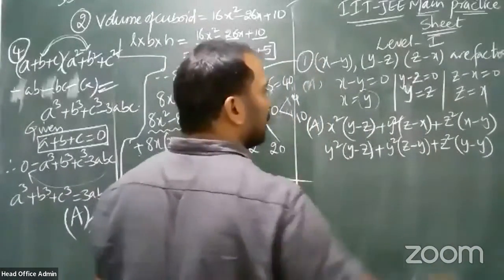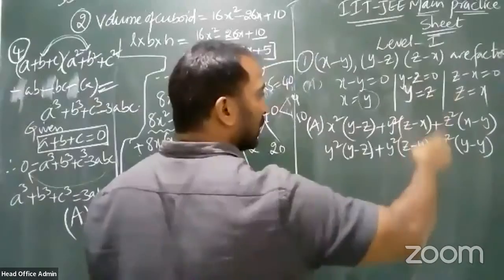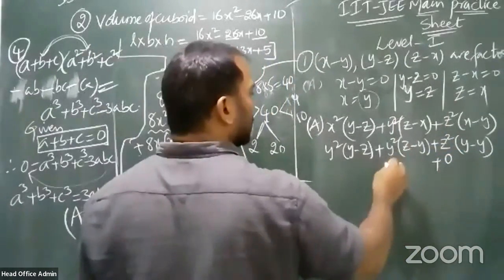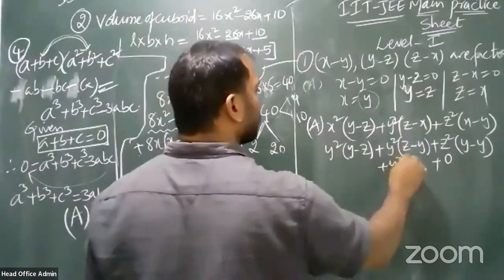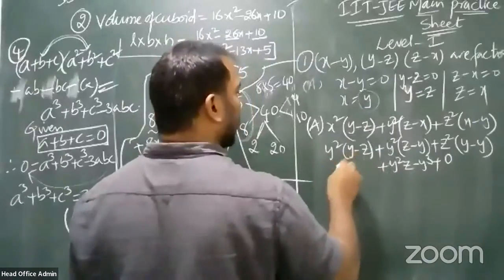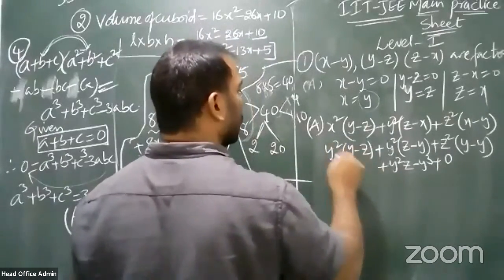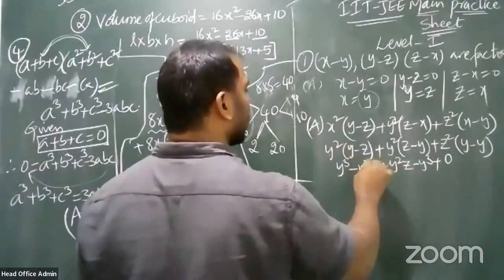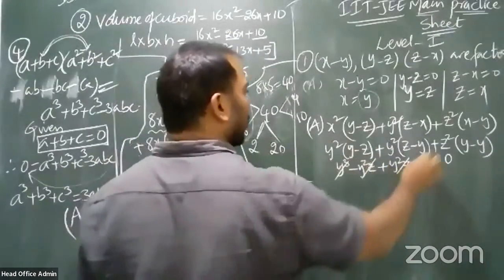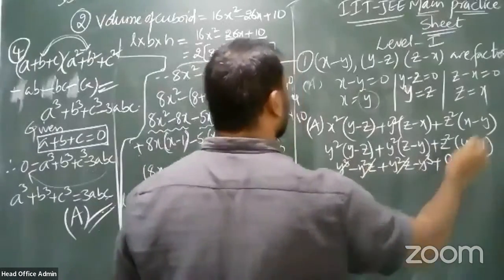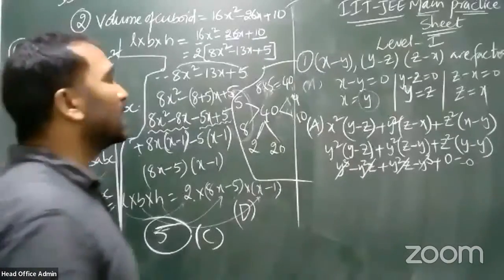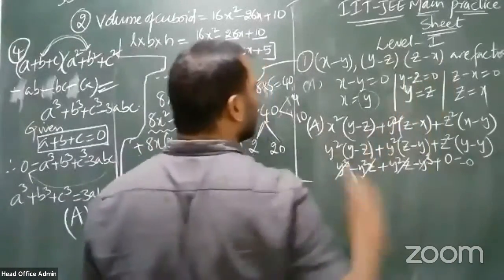If you observe here, y minus y is 0, and 0 into something is 0. Now this will become y square z minus y cube, y cube minus y square z. Now minus y square z plus y square z plus y cube minus y cube. The answer is 0. Getting my point? The answer is 0.